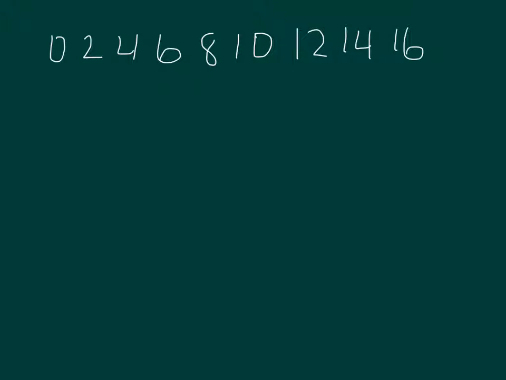Even numbers are counts of 2, starting with 0. So my even numbers are numbers like 0, 2, 4, 6, 8, 10, 12, 14, 16. I'm counting by 2s there, and I notice that my pattern's repeating. So I see 0, 2, 4, 6, 8, 0, 2, 4, 6. That lets me know that 18 would also be an even number because it ends in an 8.